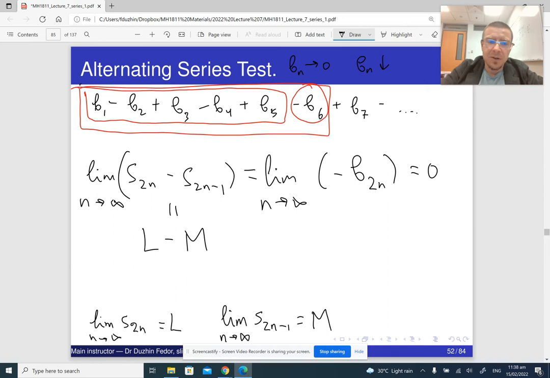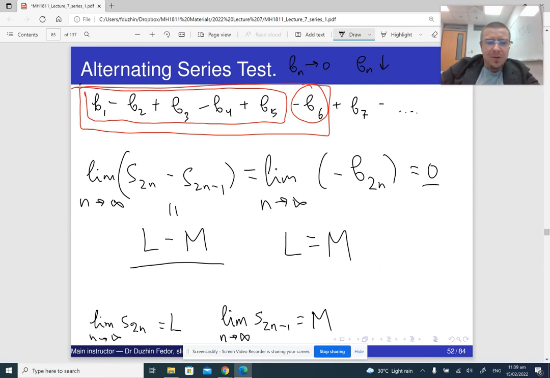So this is 0. Look what we found. L minus M is 0, so L equals M. Which means that the sequence of even partial sums and the sequence of odd partial sums have the same limit, which therefore means that the sequence of all partial sums has the same limit, and our series converges.